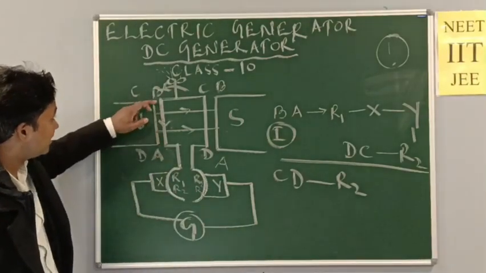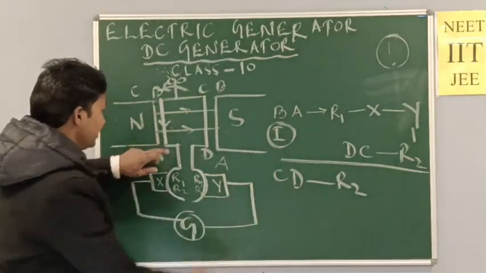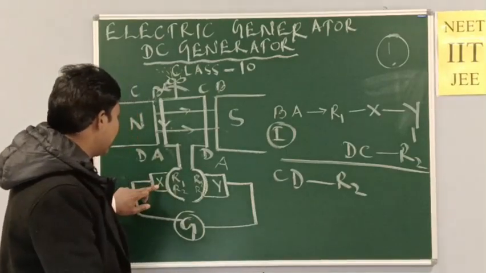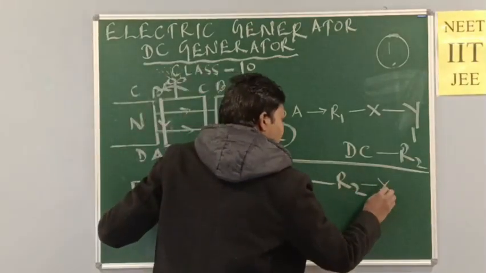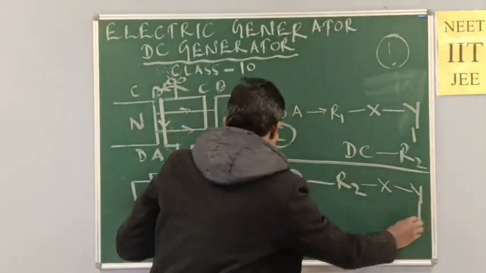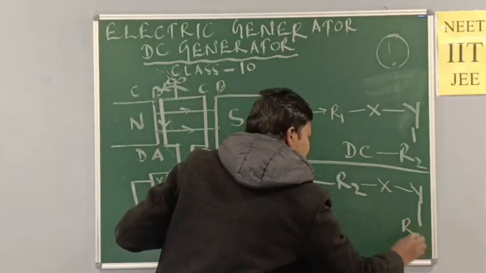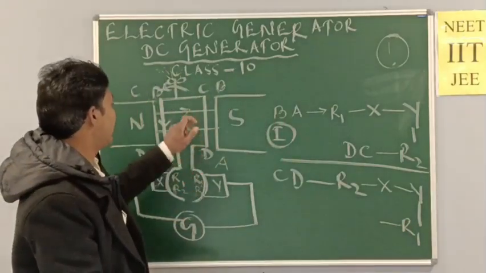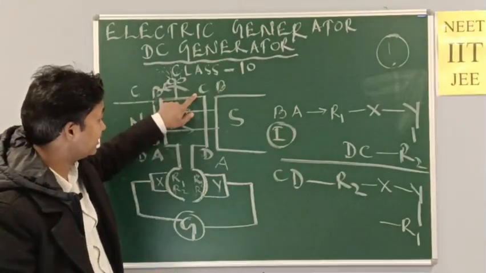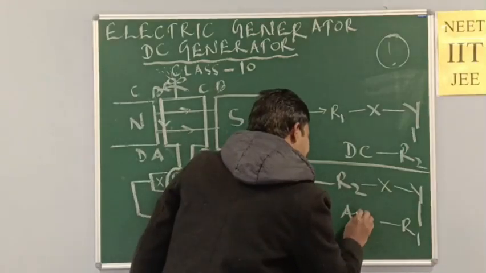The direction of current is what? C to D. So I write here C to D. Further the current passes through R2, further X, further current passes through Y, further R1. Very easy. R1 further goes to here, not DC. After half rotation I am talking about this, here comes in the AB.